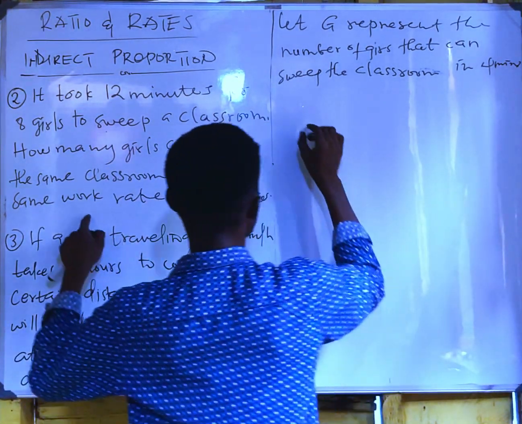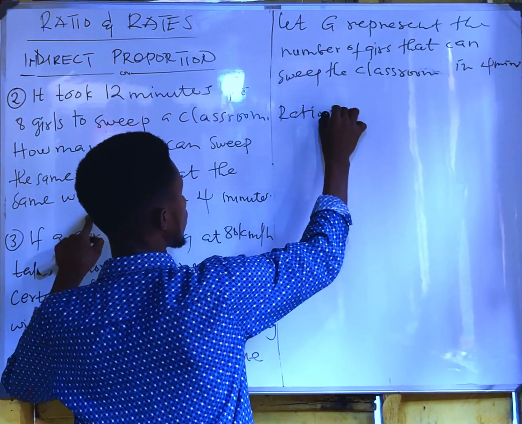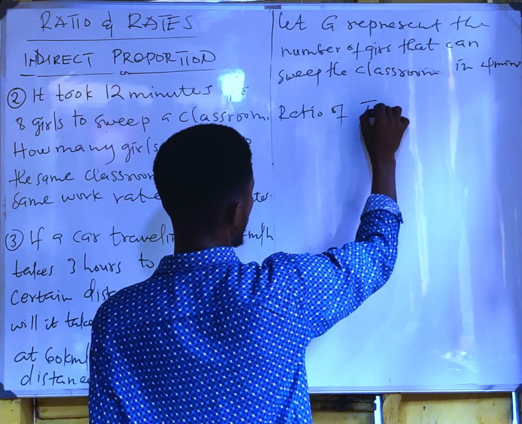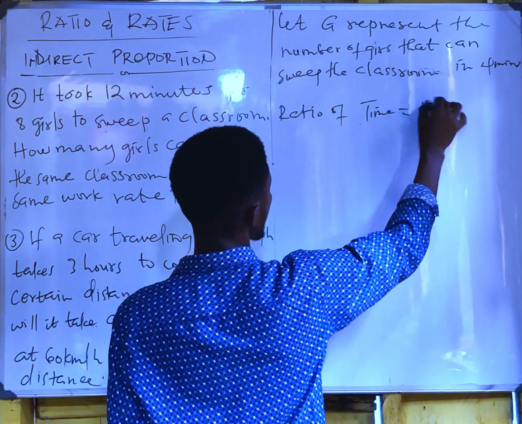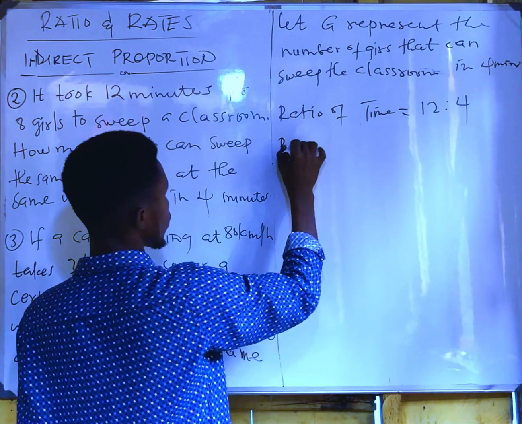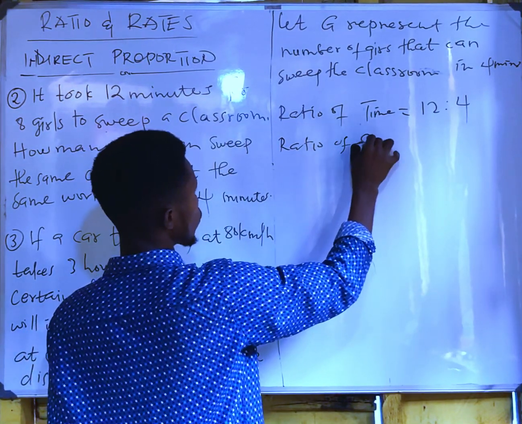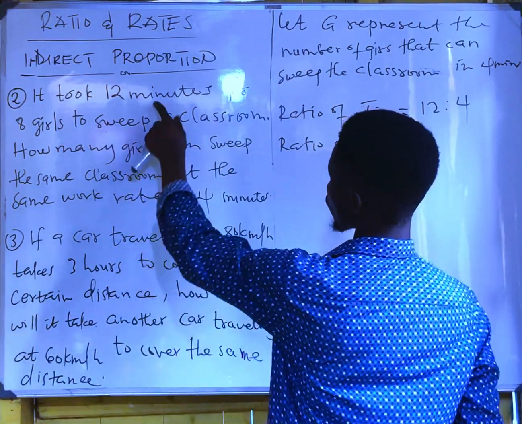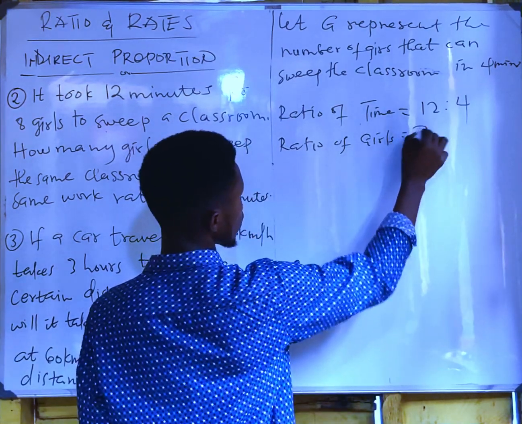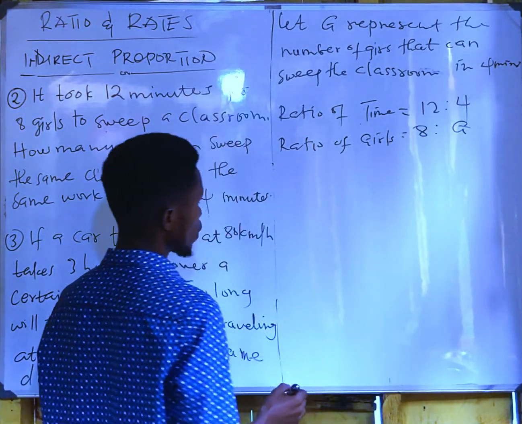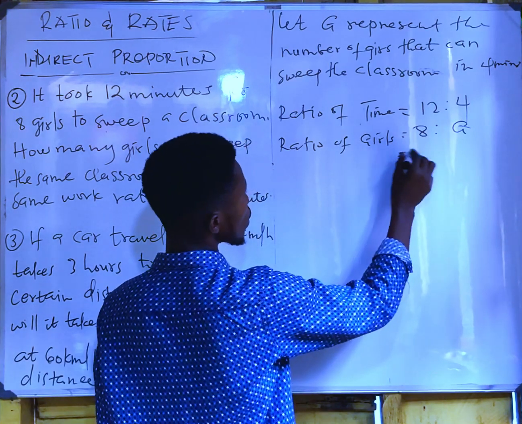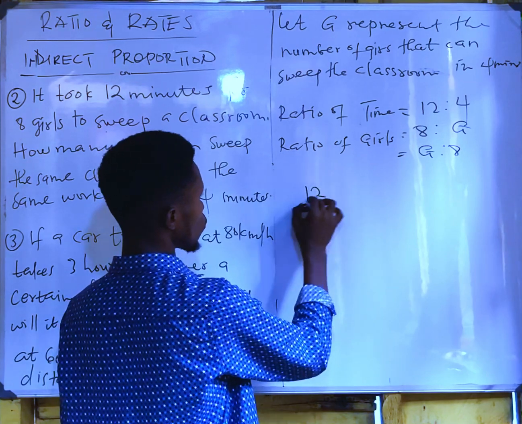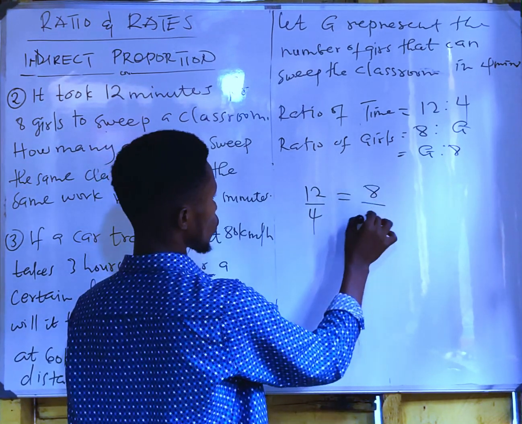So first let's look at the ratio of the time. So that's 12 is to 4. And you also look at the ratio of girls. So it took 12 minutes for 8 girls. So 8 is to J. The other one we have represented by J. When it comes to the indirect, you interchange, so J is to 8. So you are going to have 12 over 4 equals 8 over J.